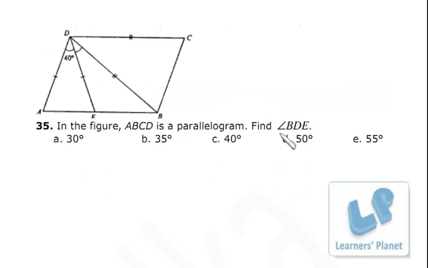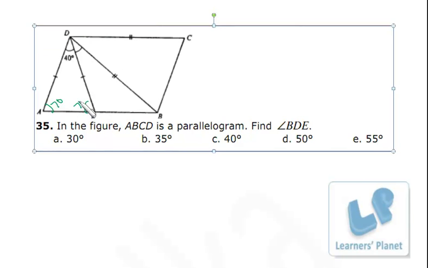ABCD is a parallelogram. Find angle BDE. In this parallelogram we have to find out angle BDE. Now this side is equal to this side and this angle is given to us as 40 degrees. So the remaining 140 is to be distributed equally, this must be 70 and this must be 70.